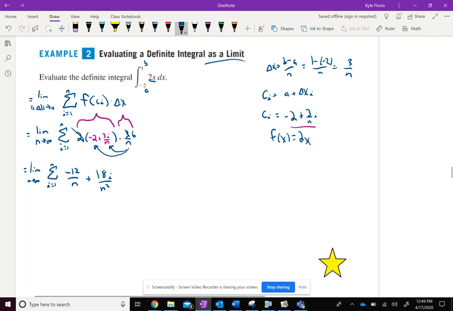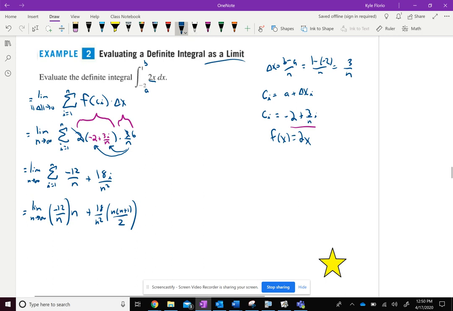Okay. And now using our summation properties here, this is the limit again as n goes to infinity. So negative 12 over n is a constant. There's no i's in here for the index i. So this is just a constant. And when you're adding up a constant n times, that's just that constant times n. That's one of our summation formulas. This next one, 18 over n squared, is just a constant. And if I add i up from 1 to n, the formula for that was n times n plus 1 over 2.